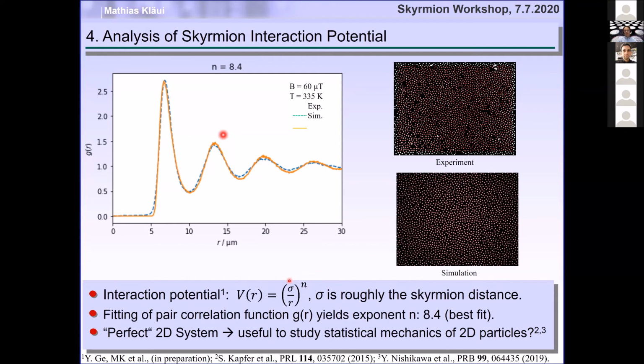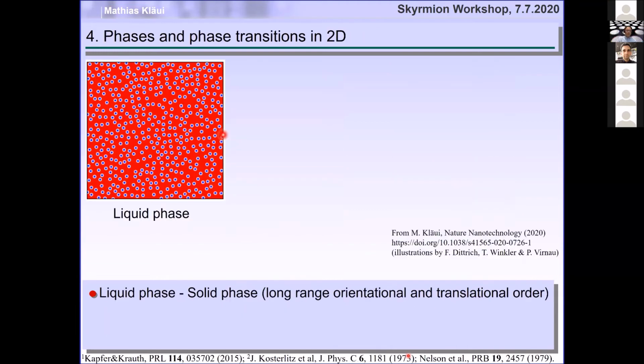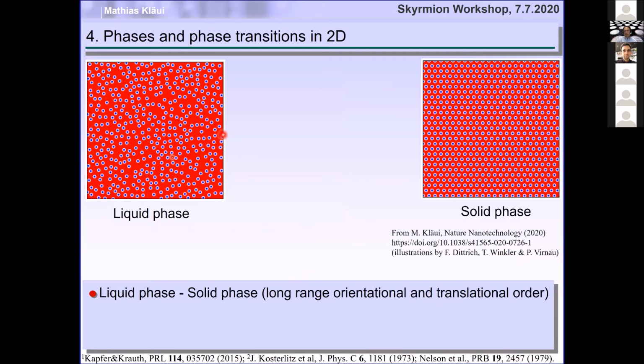Now the question is, is this very nice 2D system useful to actually study the statistical mechanics of 2D particles? This was predicted theoretically in these two papers here, and we wanted to check this. In 2D, statistical mechanics is particularly interesting because you get not only the liquid phase that we know from 3D, which is disordered, and the solid phase in 3D, which is ordered long range, both translational as well as orientational, but you get a new phase, the so-called hexatic phase.